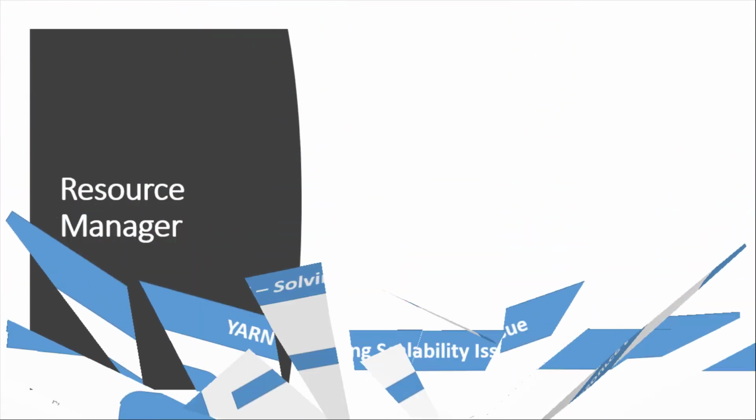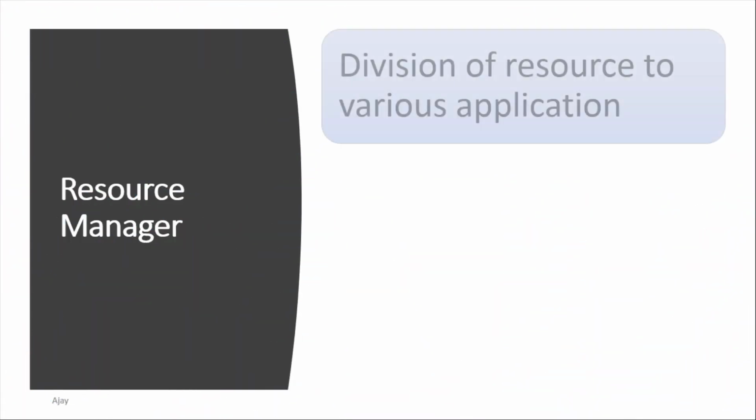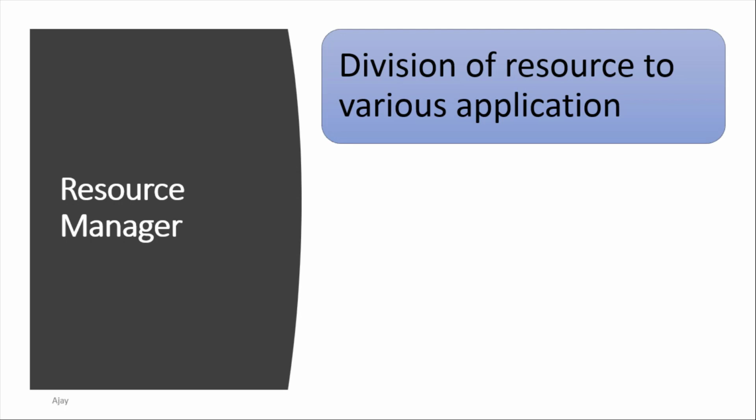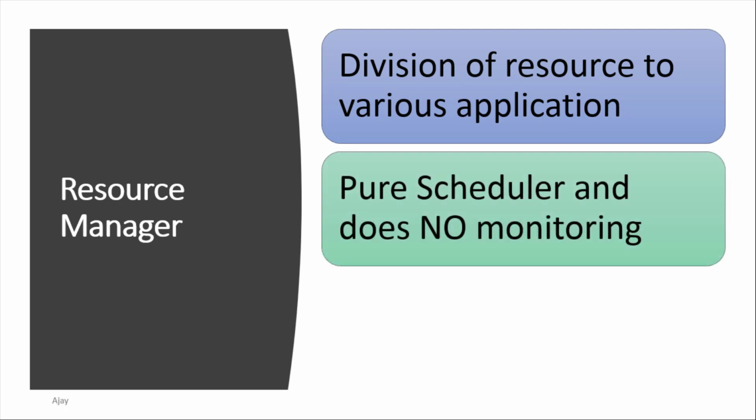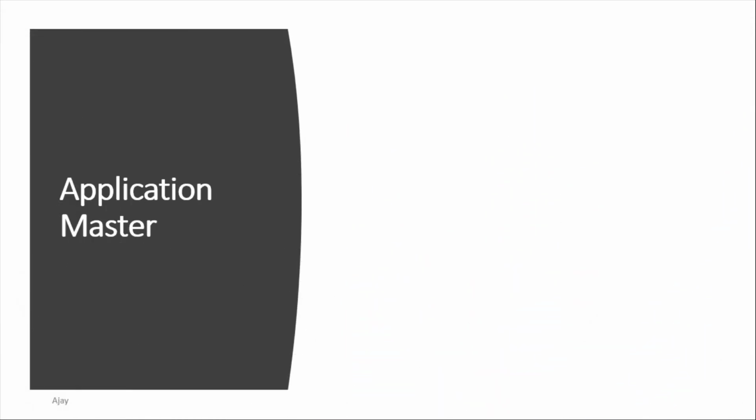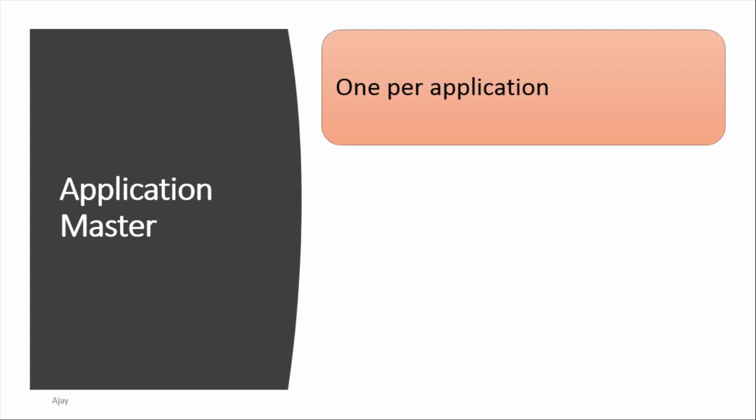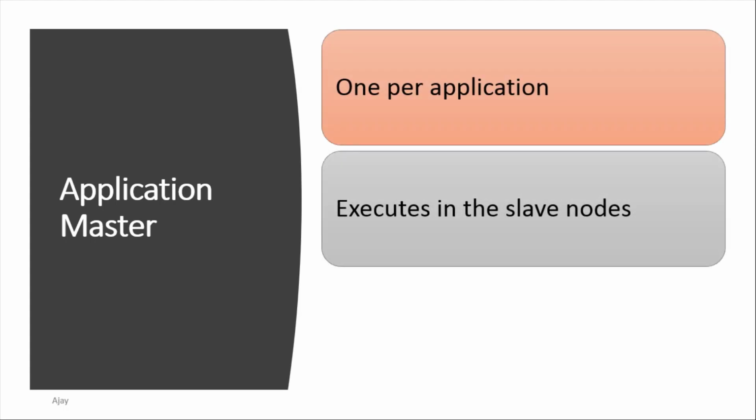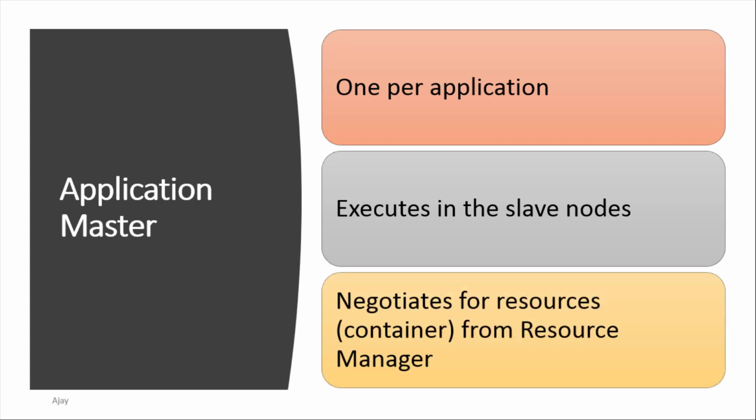We will recap the responsibilities of the resource manager. It is the boss which allocates resources for every application that needs to be executed. It's a pure scheduler and does no monitoring. It needs to respond quickly to resource requests and scheduling, and hence runs on a powerful system like the master node. Now about the application master, as already discussed, there is one application master for each and every application. It executes on the slave node. It negotiates with the resource manager for cluster resources for execution of its application.